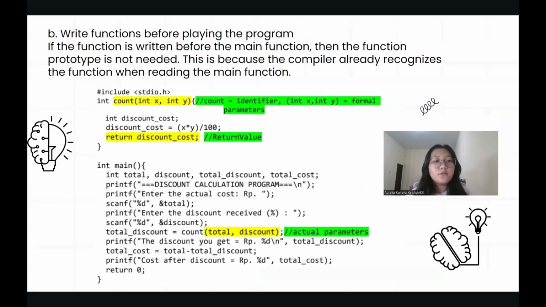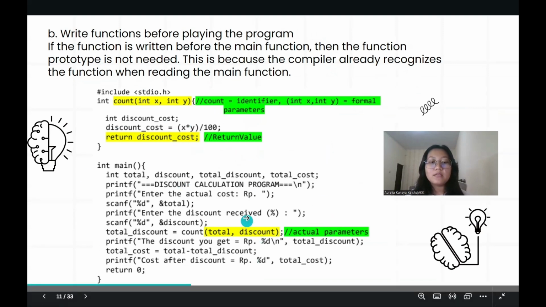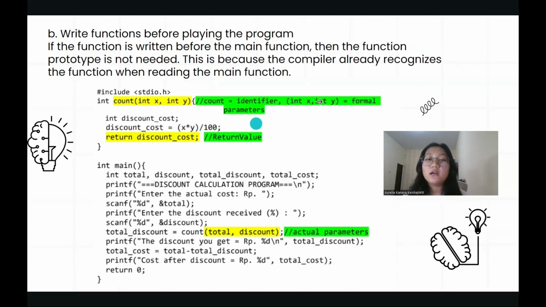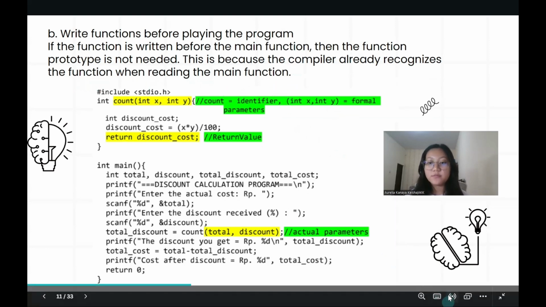Next, if we write the function before the main program: if the function is written before the main function, then the function prototype is not needed. This is because the compiler already recognized the function when reading the main function. For example, this is the formal parameters and return value right on the top before the main program. And then in the main program, we need the actual parameters. We don't need the function prototype because the compiler already recognized the function when reading the main function.